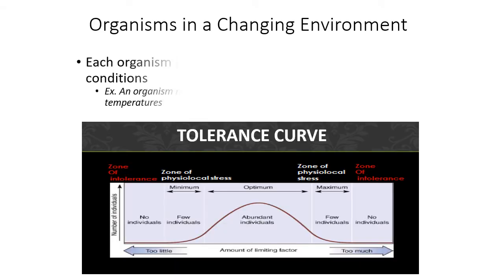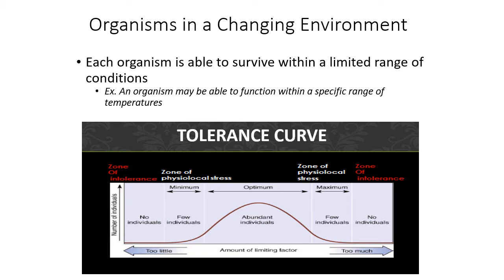So here we see a tolerance curve. This tolerance curve is showing how organisms are able to survive within a limited amount of range. So if it is an optimum tolerance, the amount of the limiting factor is just right, we get the abundant individuals. And this is the bell curve.